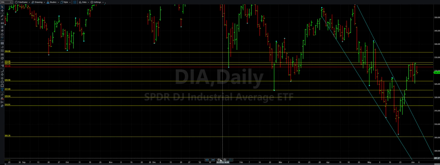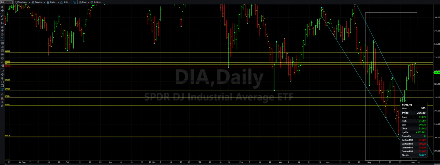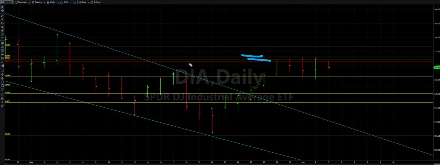If you notice here, we had that downward channel. We broke out of that the week before last. So let's just see where we're at now. Well, as you can see, we are at key overhead resistance. Here's our red line, which is a long-term weekly resistance level. These two green horizontal lines are daily resistance levels.